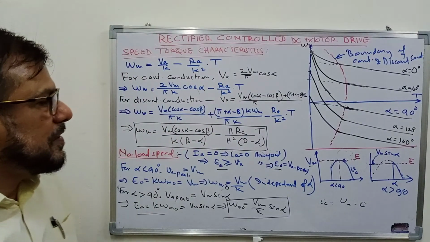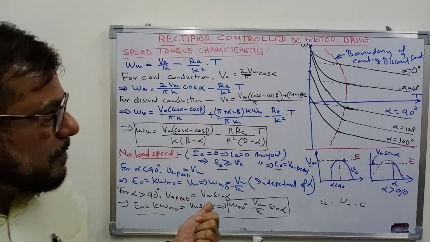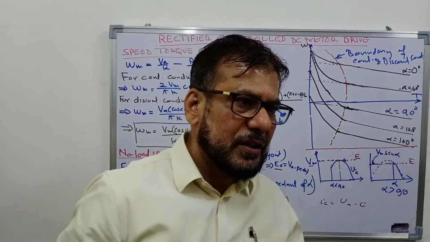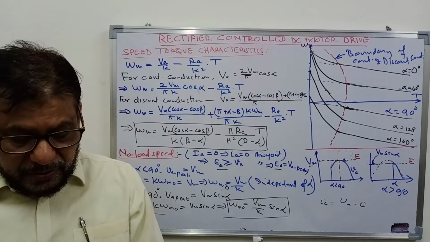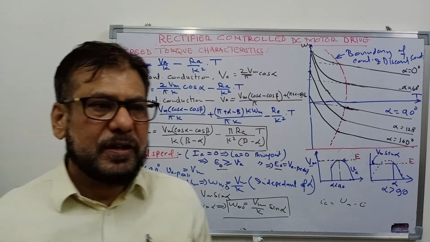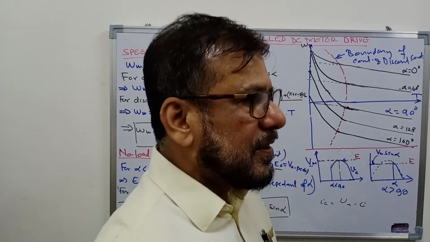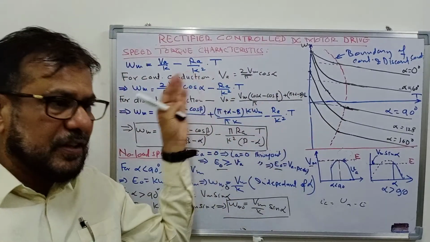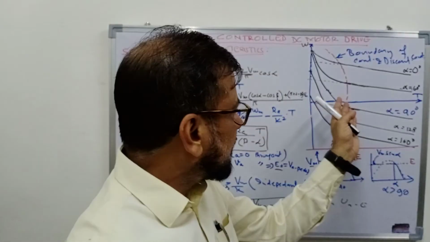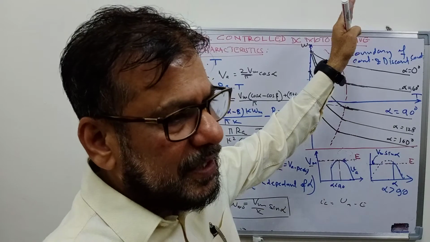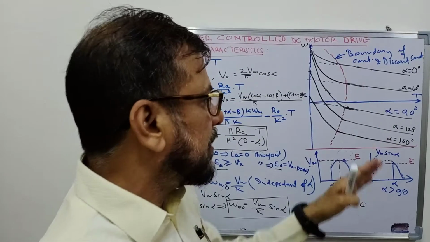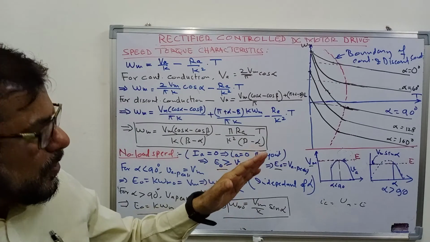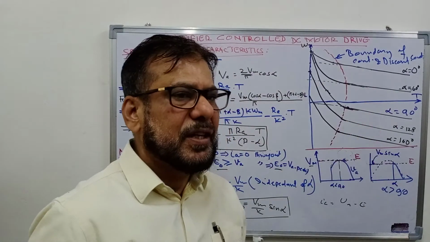Now here you can see the drawback of discontinuous conduction, that the characteristic becomes non-linear. For the DC motor that we are using, you hope that the characteristic will be linear and the speed regulation will be good, but because of discontinuous conduction, the characteristic becomes non-linear and it will be highly drooping. That is not expected from a separately excited DC motor. So this is a drawback of discontinuous conduction.